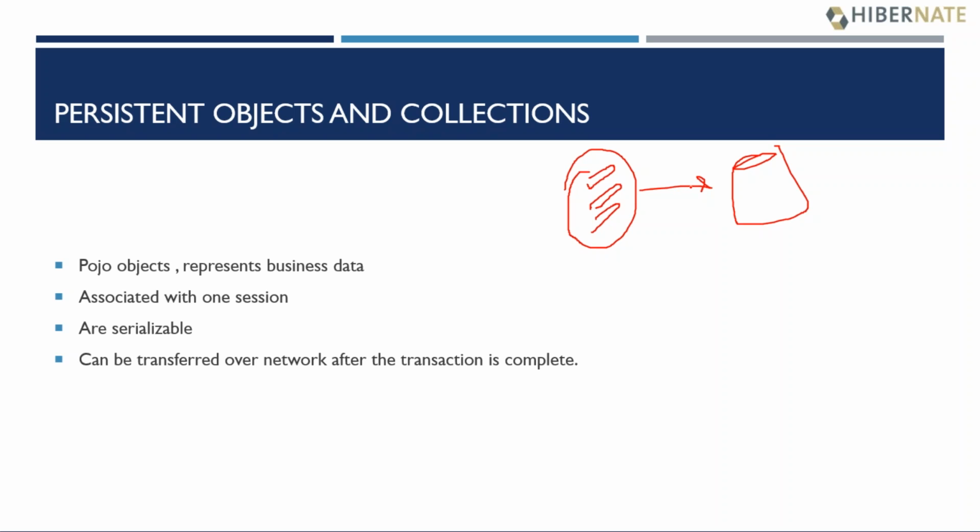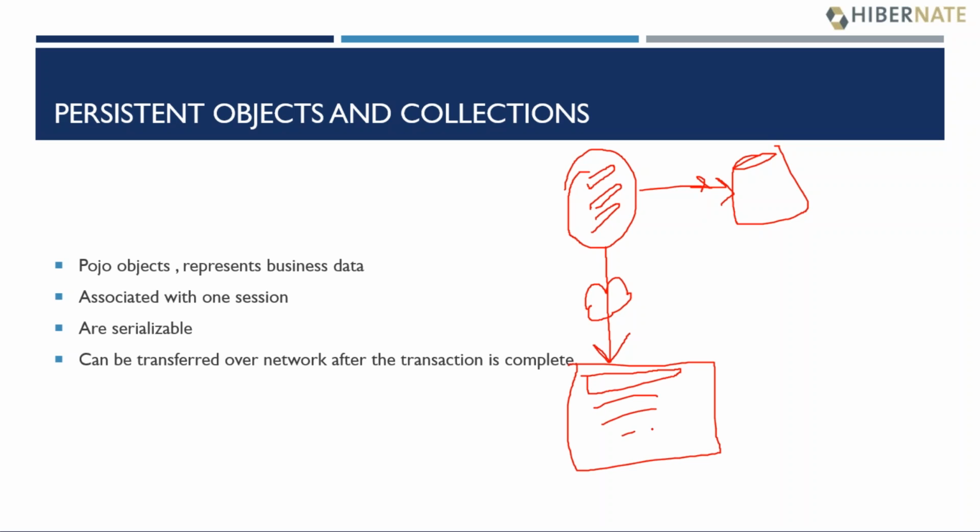Now after this object is persisted in the database, let's say this is some information profile, etc. And this object you want to send it over the network. You can send this object over the network. It can be serialized. You can send this object onto the network and then it can be displayed onto the browser. Some X, Y, and then Z information. And these persistent objects represent the business data and they are associated only with one session.